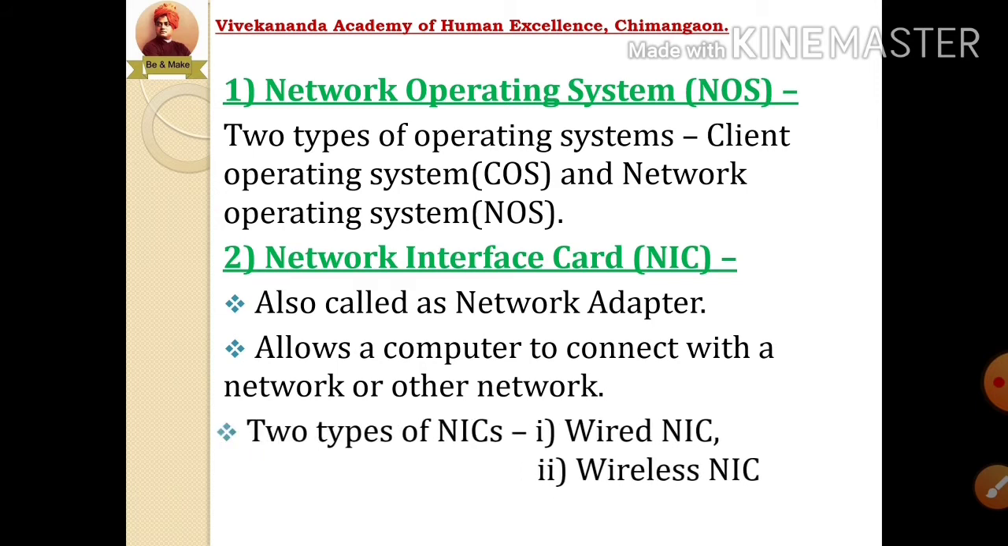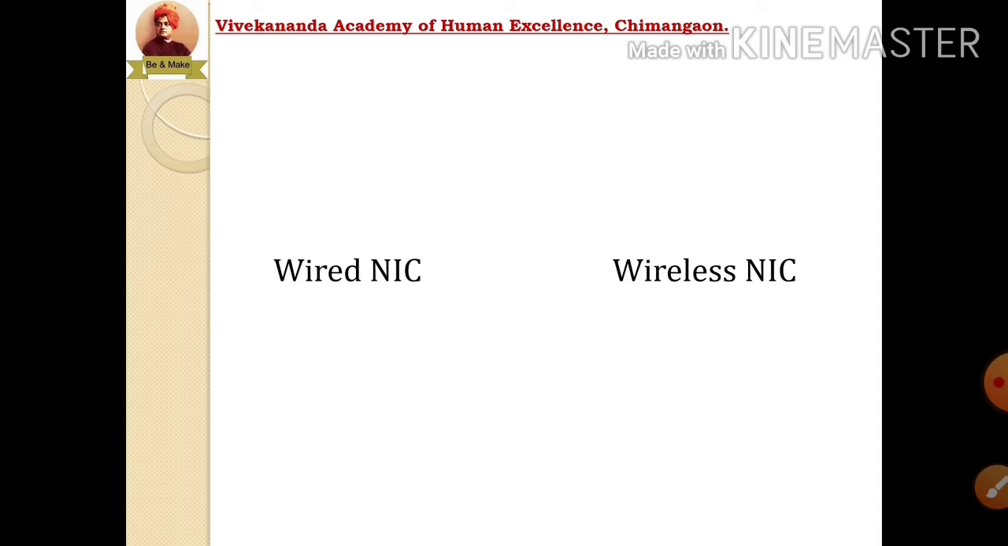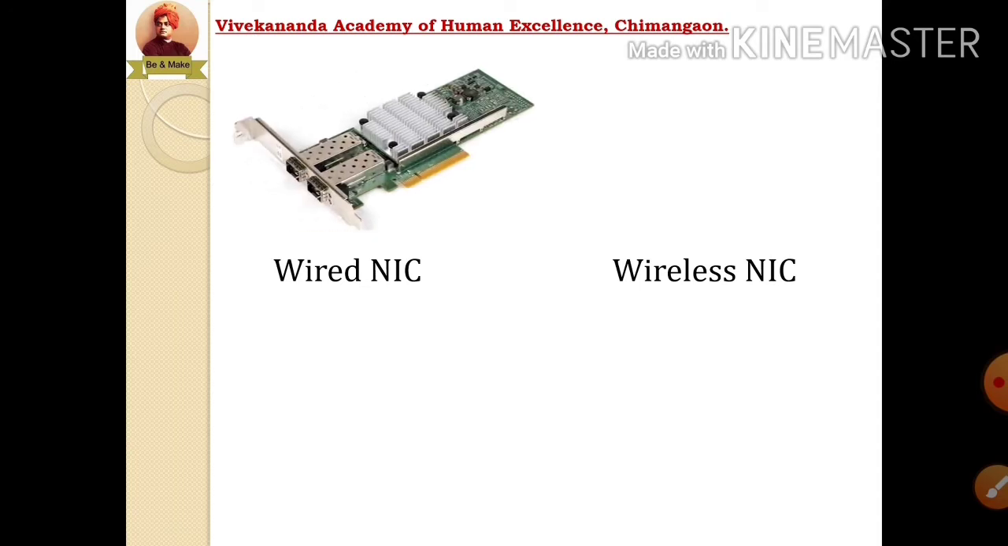There are two types of network interface cards. One is the wired network interface card and another one is the wireless network interface card. I have shown the diagram of both of these over here. This is the wired network interface card. This card is used to connect computers to a network. The data is shared with the help of cables in the wired network interface card.